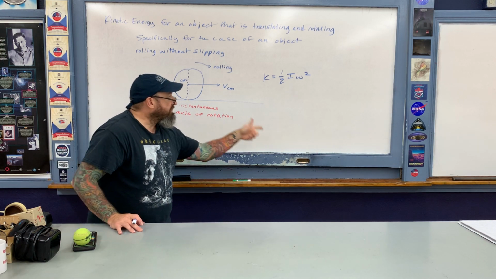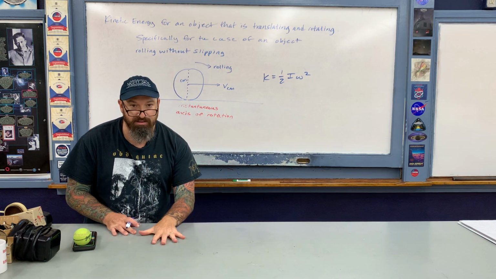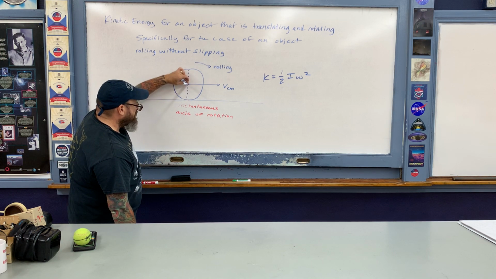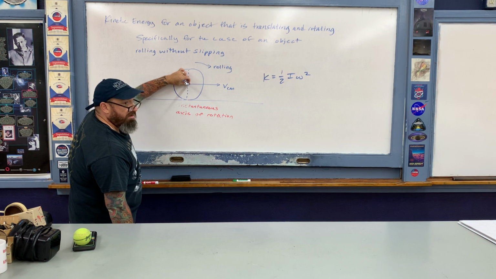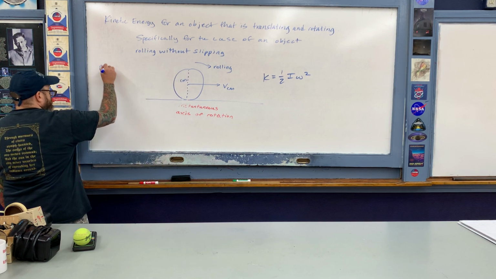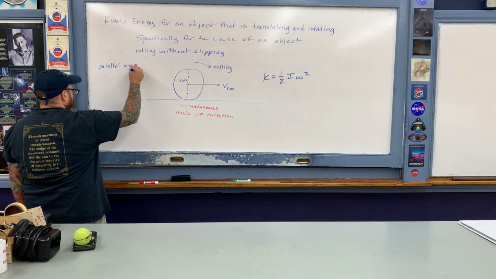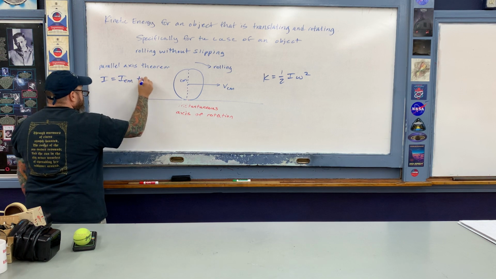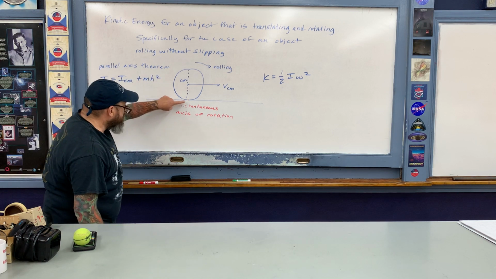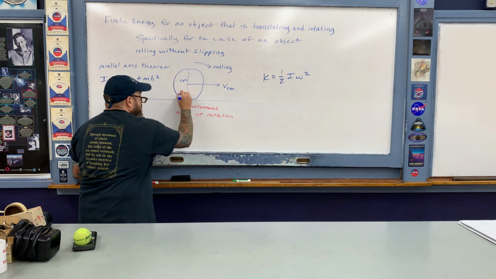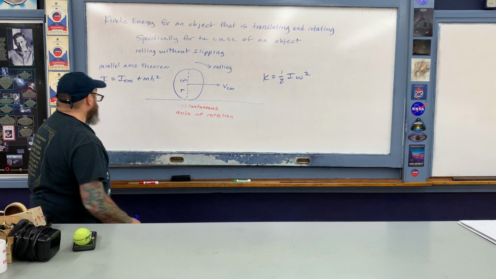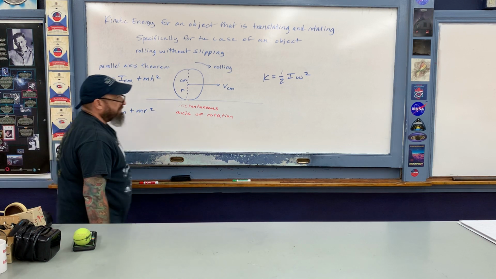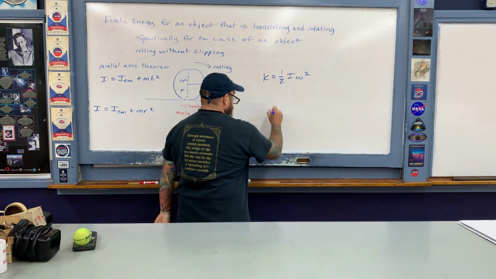First of all, I'm going to replace the rotational inertia I with parallel axis theorem. What I'm going to do is move the axis of rotation from this point here to the center of mass. So recall parallel axis theorem. I equals ICM plus mh squared, where h is the distance from the old axis to the new axis. In this case, that's just the radius of the ball. So then therefore, I is going to be ICM plus mr squared.